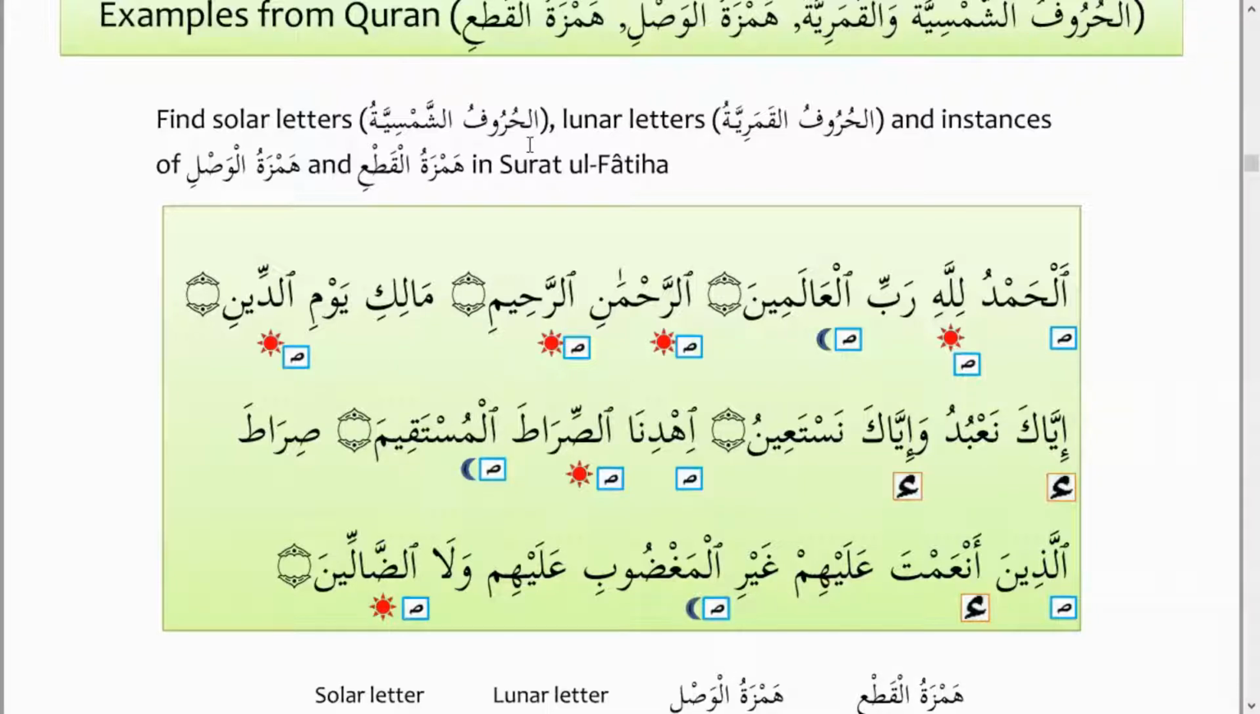Iyyaka. Oh, look. This is Qata now. This is not Wasl. We have to pronounce this whatever happens. Iyyaka na'budu. We are pronouncing this Hamzatul Qata. Na'budu wa iyyaka. See, again Hamzatul Qata. I'm stopping to pronounce this. I'm not saying wa iyyaka. I am stopping to pronounce it. Wa iyyaka nasta'in. Ihdinas. So this is also Hamzatul Wasl.